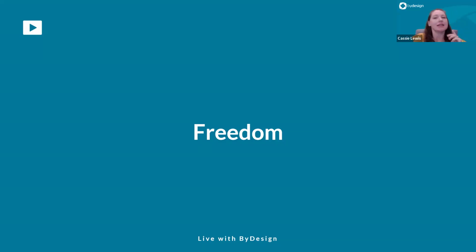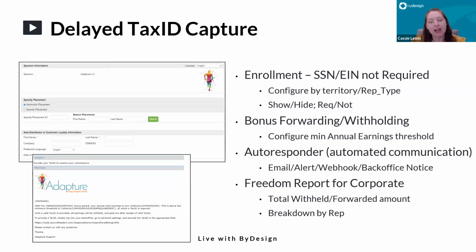All right. Now I'm going to dive into my third category. I've labeled it freedom, but I'll be honest, this third category is just going to be anything that wasn't cart or rep facing. So freedom is what we call our corporate back office. As a client, freedom is the interface you're going to use to control or manage all of the settings for your company. So the first one that I have is what I'm calling delayed tax ID capture.